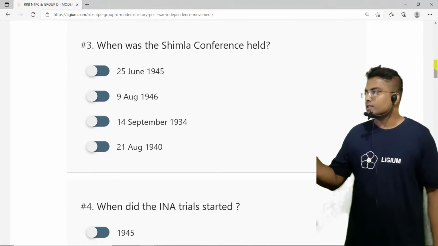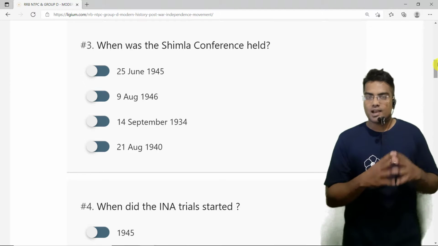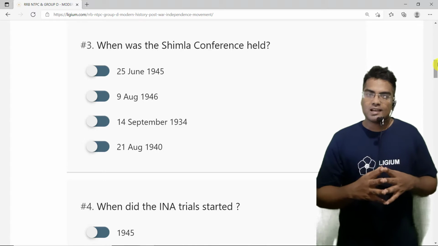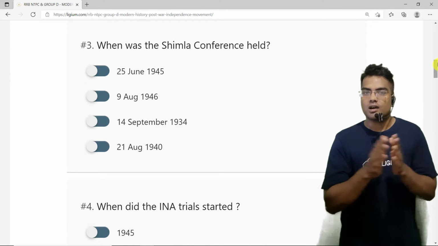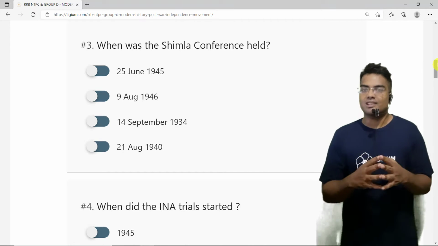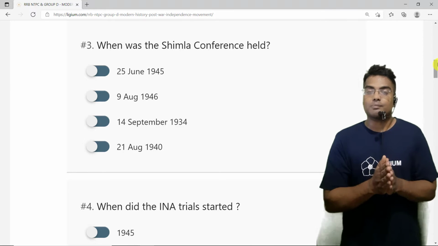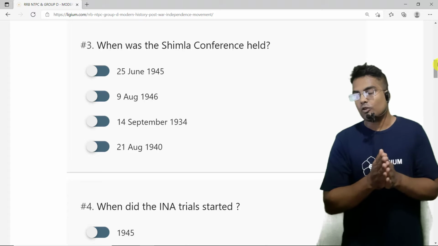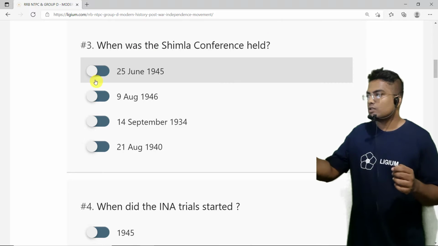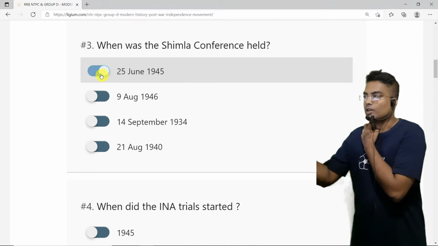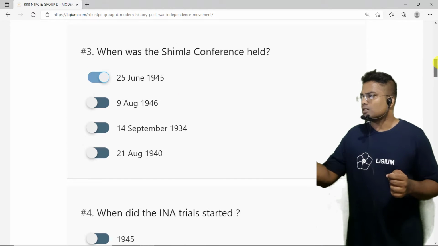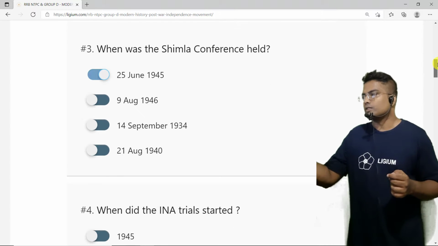Let's explore the third question. When was the Shimla conference held? The Shimla conference was held a few days after the Wavell Plan. We will deal with the Wavell Plan as well as the Shimla conference in detail later. We will have a separate lecture as well as separate MCQs on the Wavell Plan and the Shimla conference. But for the time being, you have to memorize that it was on 25th of June 1945. That was the date when the Shimla conference was announced. I think we have marked wrong. So 14th June, okay, 25th June, yeah, correct.